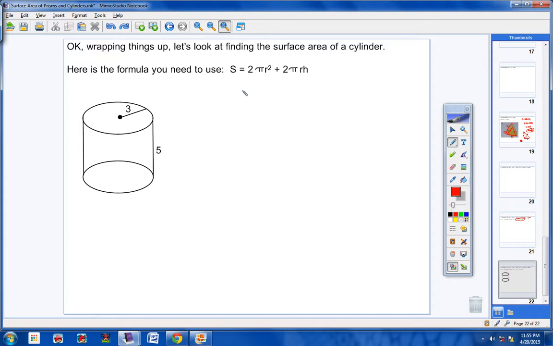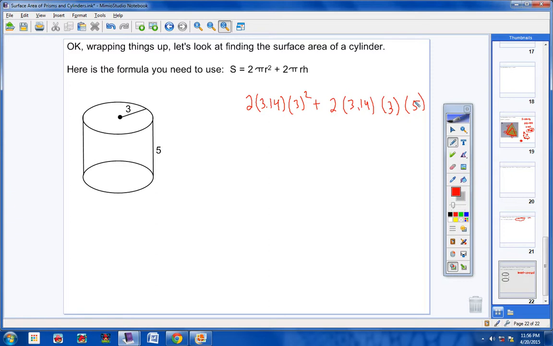So what do I need? Well, I need a 2. Then I need pi, so 3.14. Look at this, guys. I'm just going right through the formula. R, well, the radius is 3. So 3 squared plus, what comes next? 2. What comes next? Pi. What comes next? Radius. And what comes next? Height, which is 5. So let me reach down here and grab my handy dandy TI graphing calculator, and let's see what we have here.